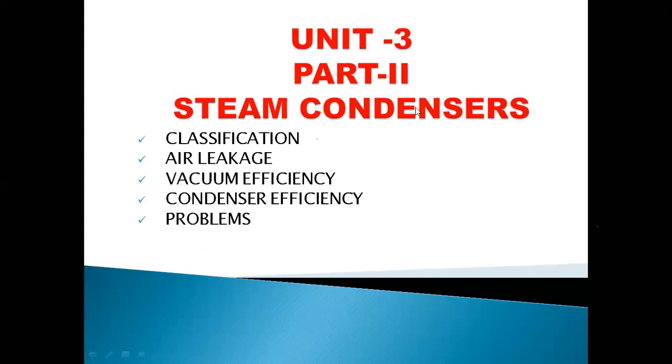Now part 2 will be discussing a device called a condenser. I'll tell you what a condenser is afterwards. Basically, steam, after producing energy, will be condensed into water. That process is called condensation, and the device is called a condenser, or steam condenser. We'll be discussing the classification of different types of condensers, then air leakage in a condenser, the efficiencies of the condenser, and problems based upon condensers.